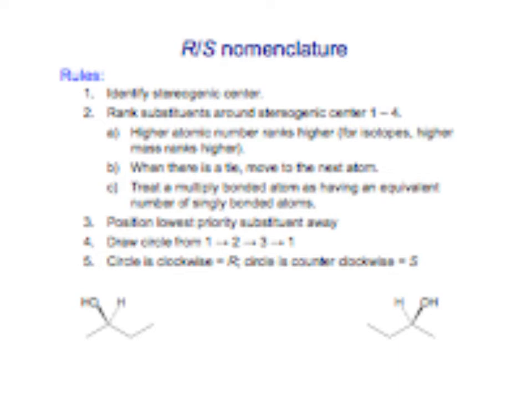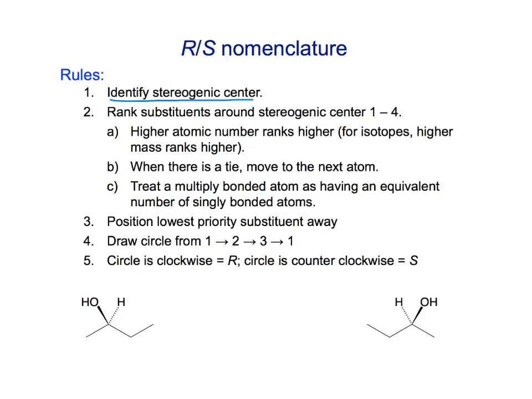First off, we need to identify whether the molecule has any stereogenic centers. If it doesn't, then we don't have to do this. We then rank the different groups, or the different substituents, around the stereogenic center as 1, 2, 3, and 4. The ranking system focuses primarily on atomic number, with higher atomic numbers ranking higher. If we have to rank two atoms that are isotopes of one another, the higher mass will rank higher.